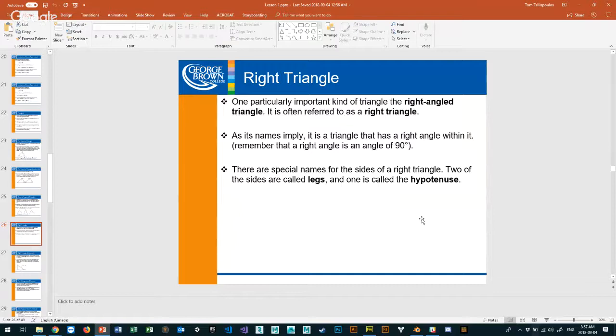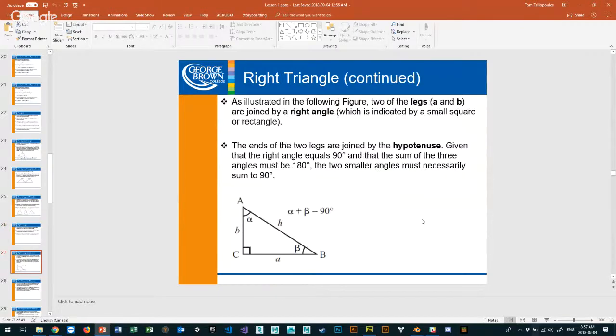Okay, there's a couple of things. There's 2 legs and a hypotenuse. When you talk about a right angle triangle, the hypotenuse is really important because we use it for trigonometric identities. It's usually the side that is opposite the right angle. So you have your right angle, and across from it on a diagonal is your hypotenuse.